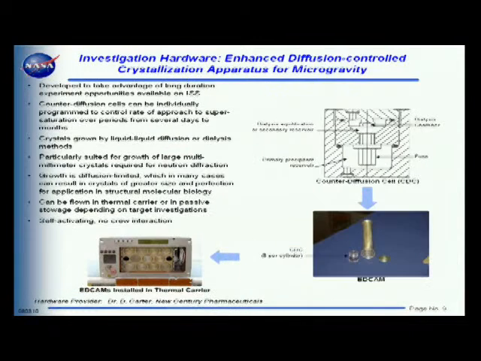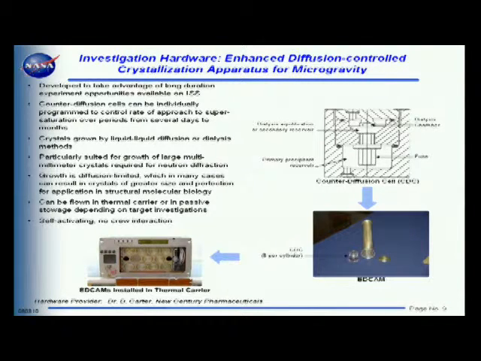Next chart, please. The second one is the Enhanced Diffusion Control Crystallization Apparatus for Microgravity. That's another mouthful. But this one can be either dialysis or liquid-liquid diffusion. This is actually an enhancement to the diffusion-controlled crystallization apparatus for microgravity. It flew several times on the air very successfully.